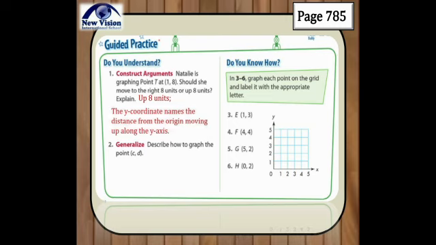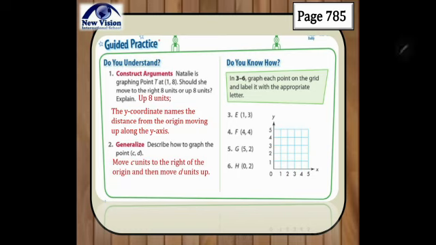Number 2, describe how to graph the point (C, D). So here, C is the x-coordinate and D is the y-coordinate. So we're going to move C units to the right of the origin and then move D units up.